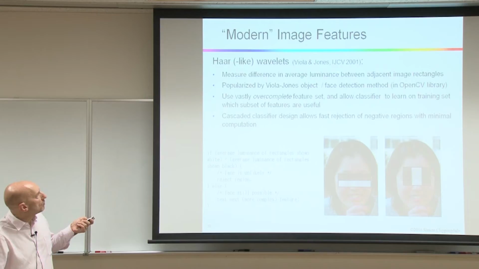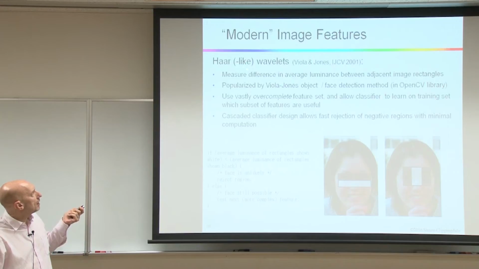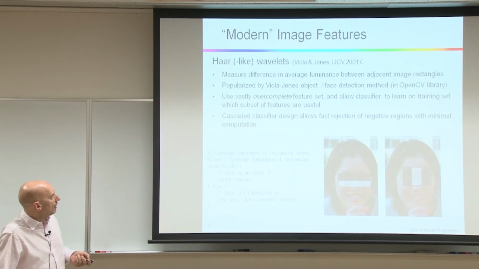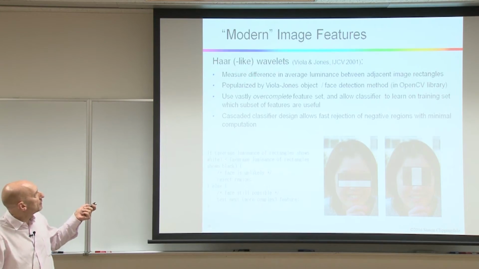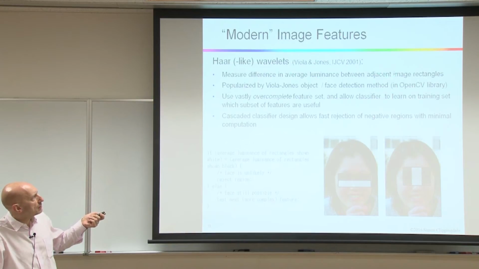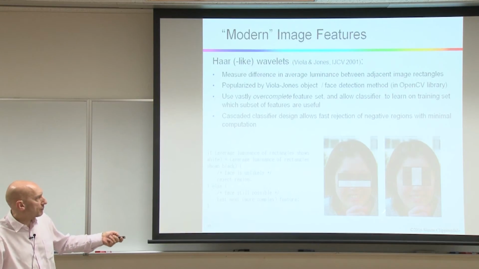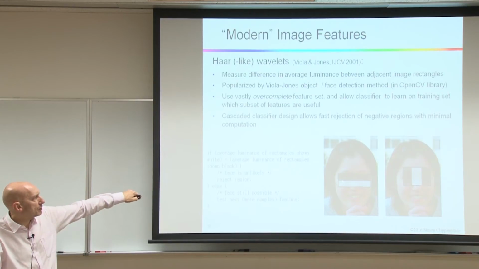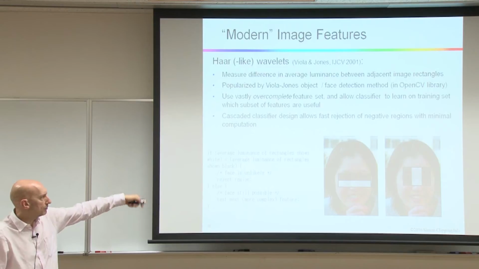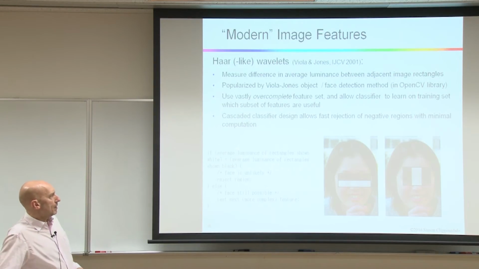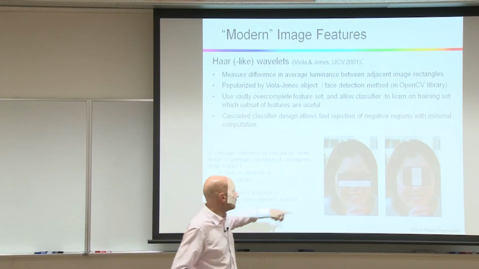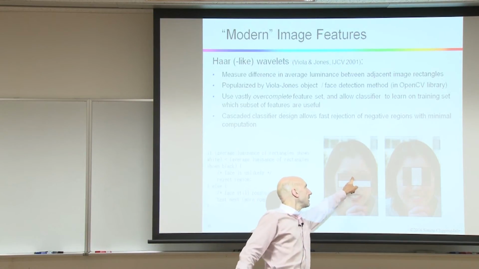In more modern times, particularly for face detection, these so-called Haar wavelets or Haar-like wavelets have been used. And these are very simple features and you can compute them very quickly. It's simply the difference in average luminance between adjacent image rectangles. So in this case, for example, take the average luminance of this white rectangle in the picture of this woman's face, take the average luminance in the black rectangle, subtract them, and that gives you a measure of how much lighter the average pixels are in this rectangle than they are in that rectangle.